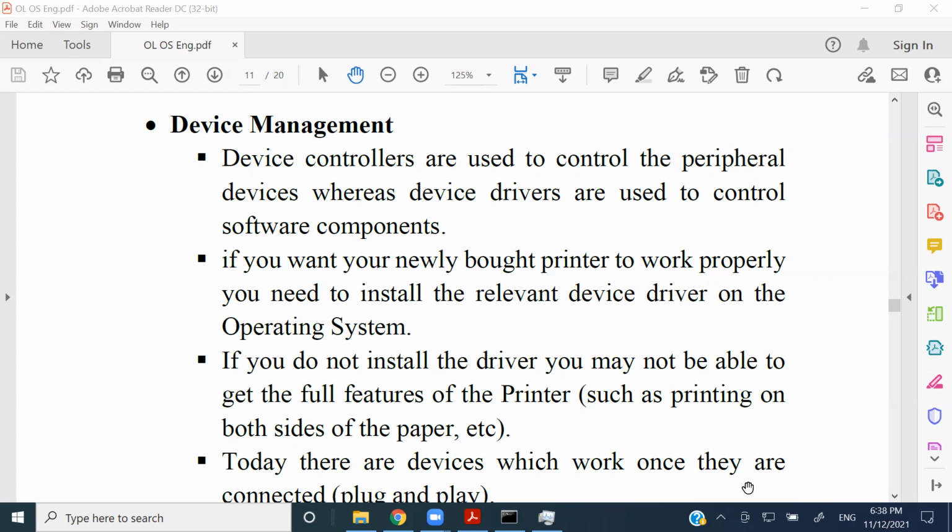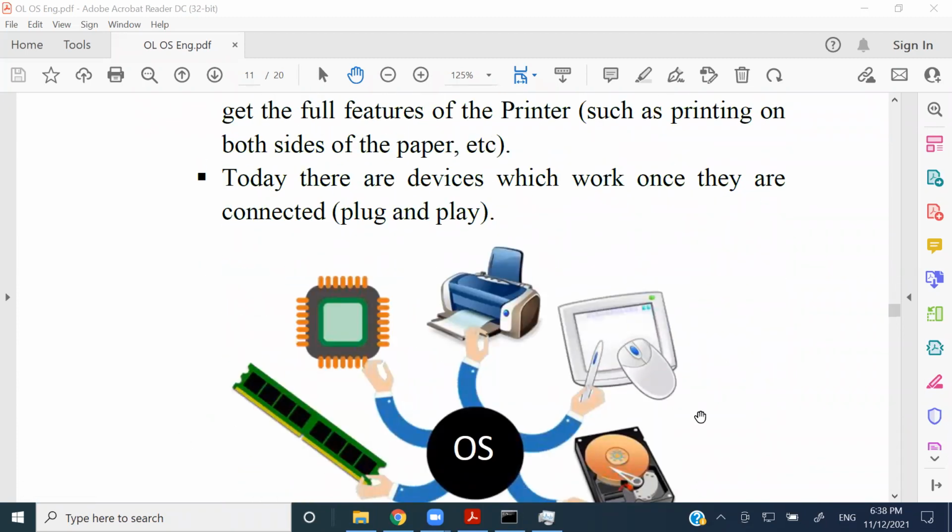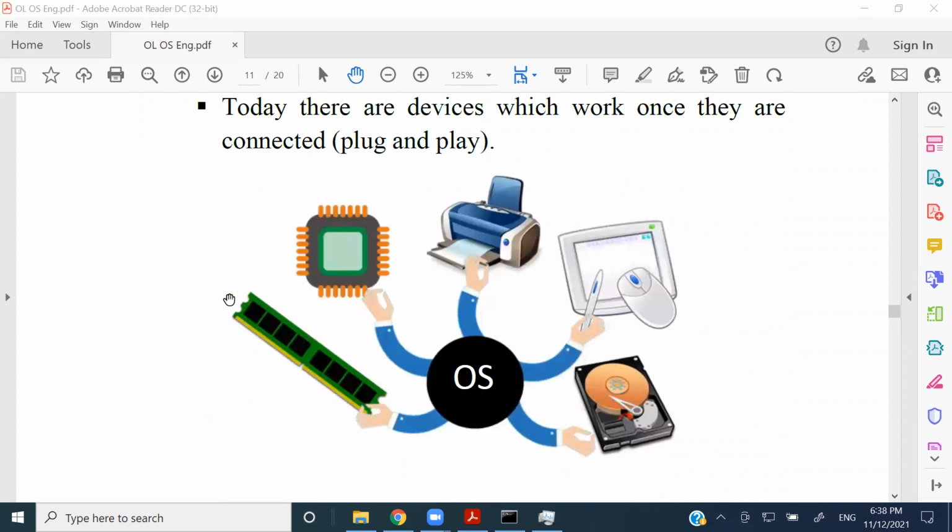Without that, the operating system will not understand that a particular peripheral device has been connected to the computer system to make use of it. Right, so that is what you call device management. And remember again, that is why I have put the picture here as well. Device management controls all the devices like memory devices, processing devices, output devices, input devices, and storage devices.